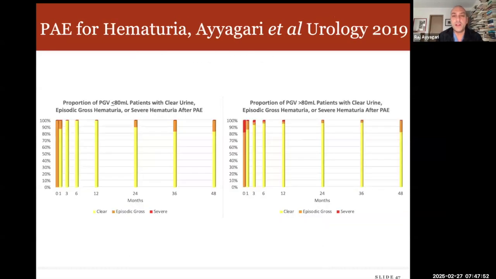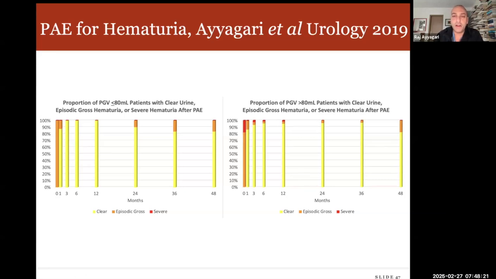Again, just our data on this, look at the graph on the right. Patients with severe, episodic, gross, large volume hematuria are orange. People with severe hematuria in the hospital getting transfusions and so on are red. And patients with clear urine are yellow. You can see how successful this procedure is with treating patients with gross hematuria. The orange patients are usually patients who remained on anticoagulation, like stroke patients or cardiac patients.